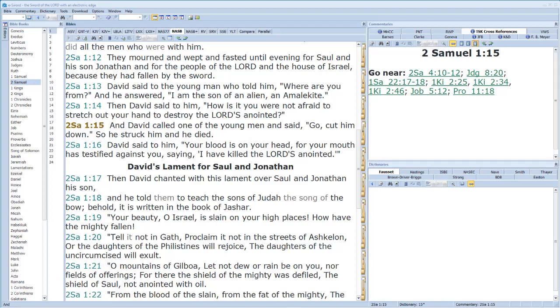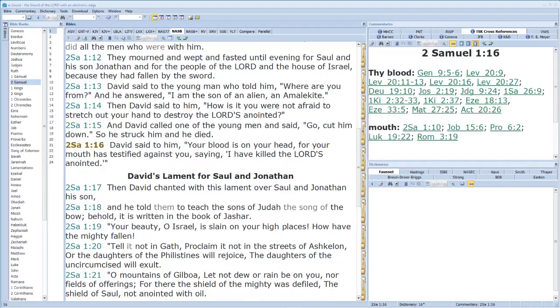And so David never looked at Saul as if Saul was his enemy. And so he struck him and he died. And so David was executing judgment on a criminal who killed the Lord's anointed. Now, verse 16 says, "David said to him, 'Your blood is on your head, for your mouth has testified against you, saying, I have killed the Lord's anointed.'"